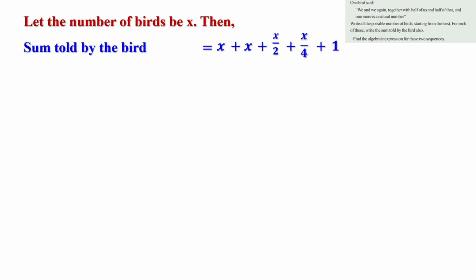So this is a natural number. The bird says that this is a natural number. Let us simplify. What is x plus x? That is 2x, right? Now half x plus 1 by 4x.